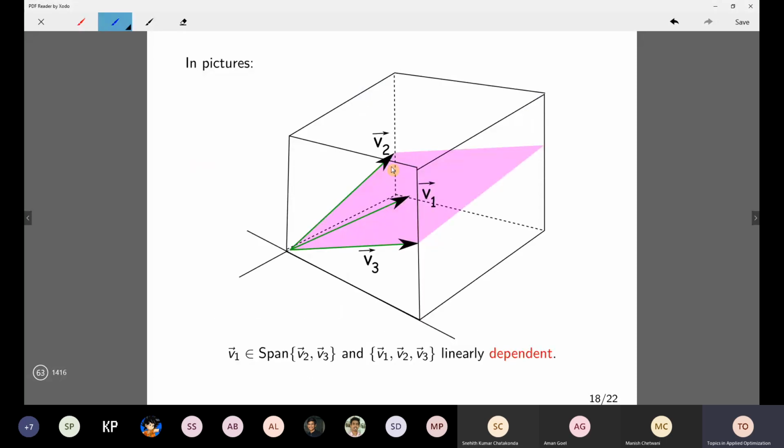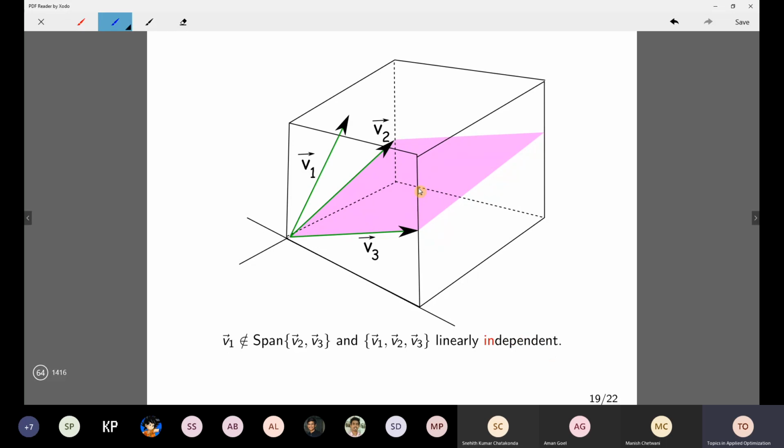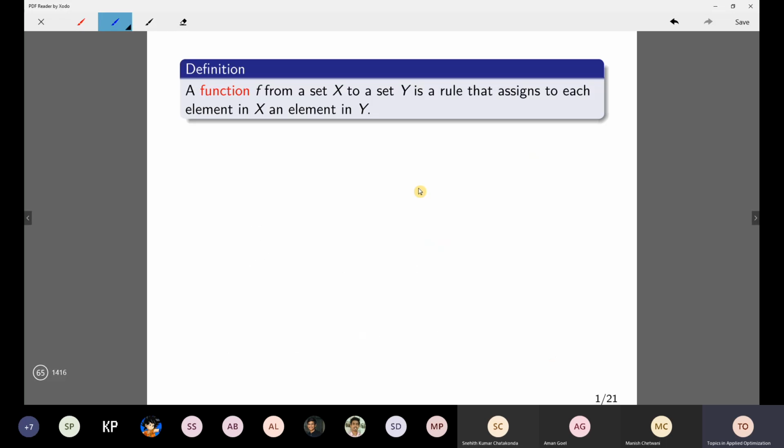I'm going to skip this. So in pictures, this is how vectors are dependent or independent. As I told you before, this is a dependent case. This is an independent case. That's all for linear dependence and independence. And now I go to linear transforms.